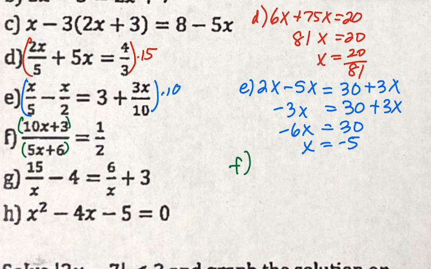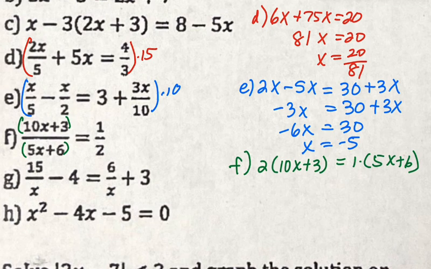So if we cross multiply for F, because I think that's the quickest way to solve a proportion, we get 2 times (10x plus 3) is equal to 1 times (5x plus 6). Now, you don't have to write the 1 times, but I'm just clarifying what happened.